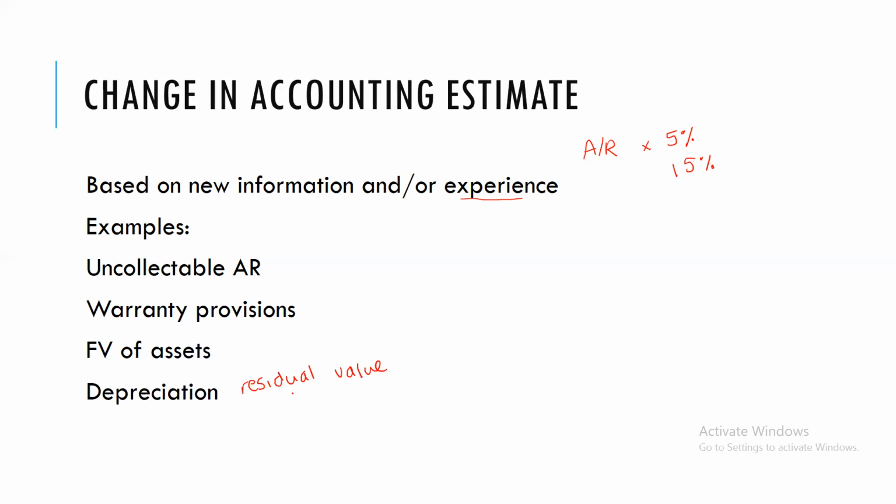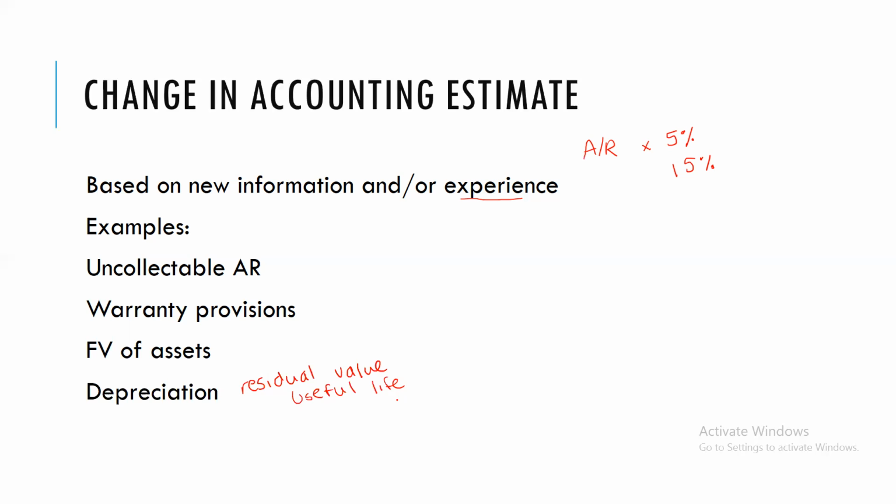Another one is your useful life. So maybe when you first get the asset, you think it's going to last you 5 years, but you've taken really good care of it and it's lasting longer than you thought, so it's going to actually last 7 years. Okay, so that would be a change in the useful life.